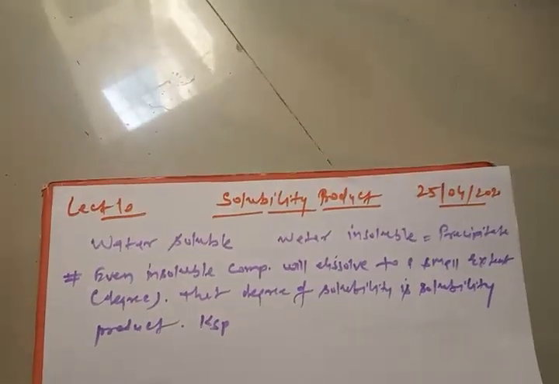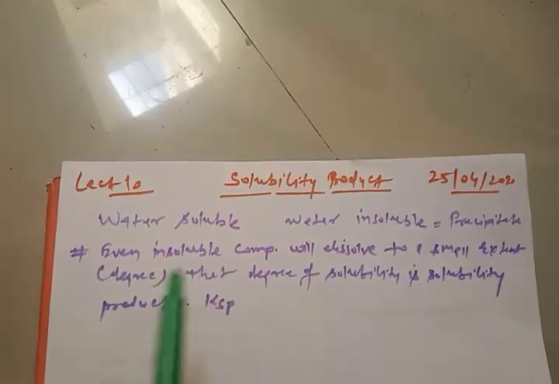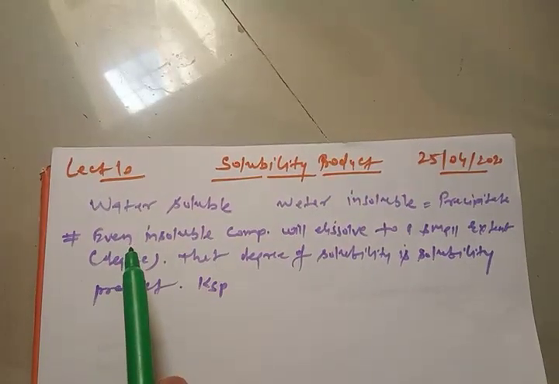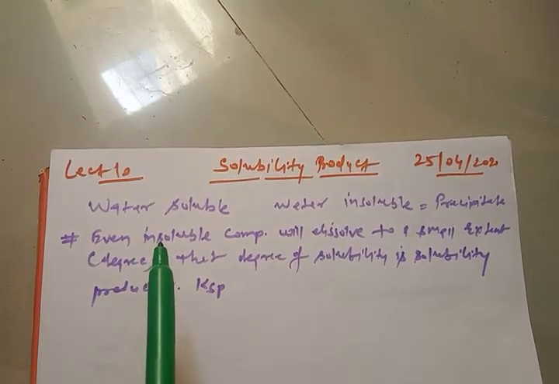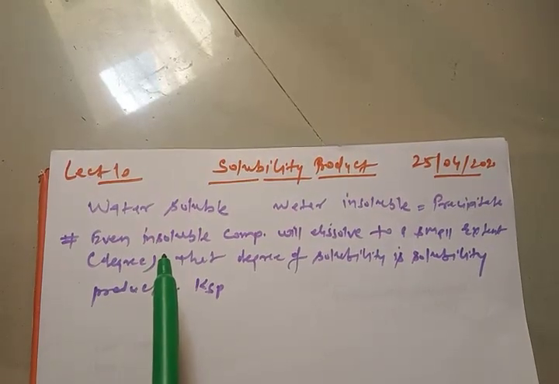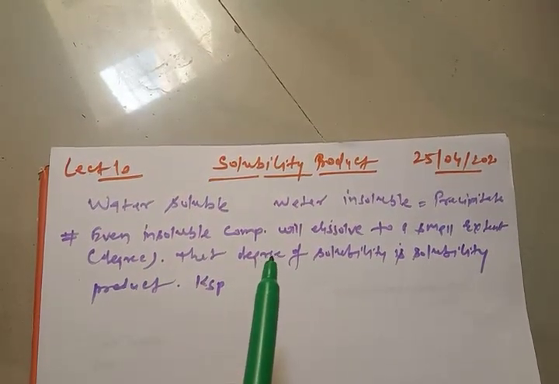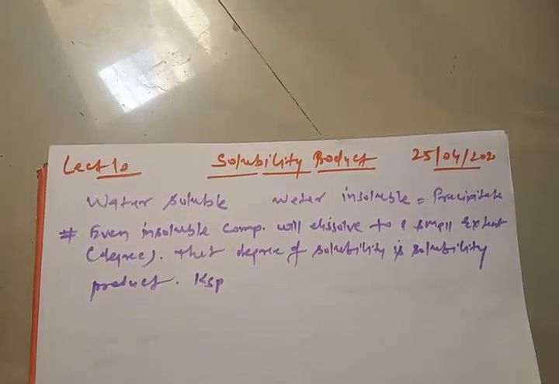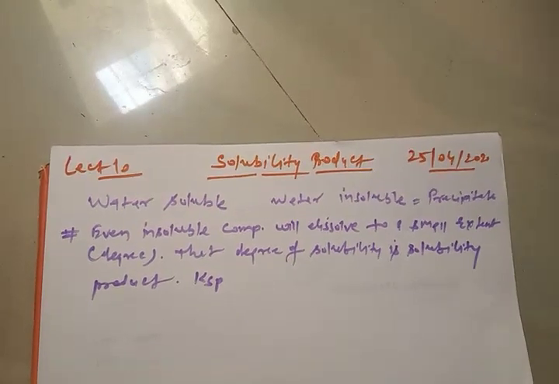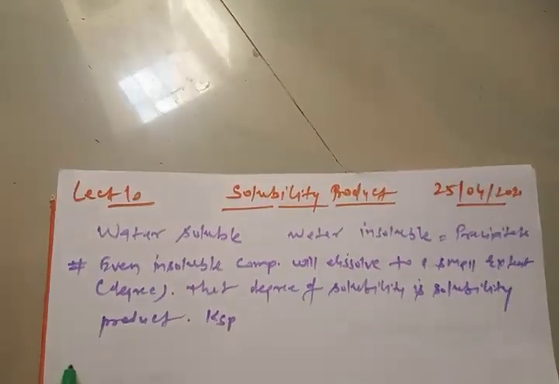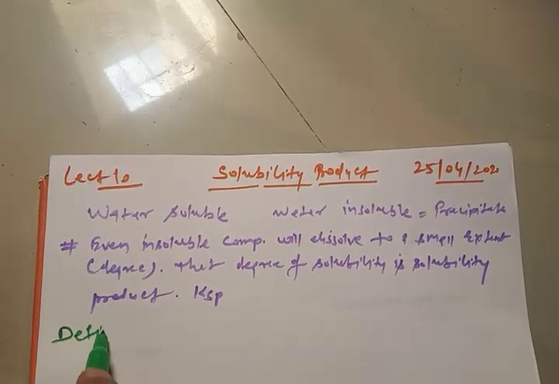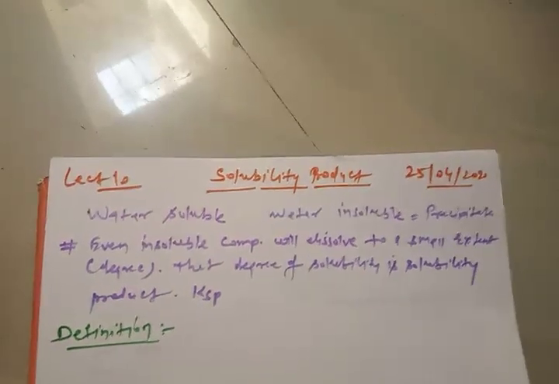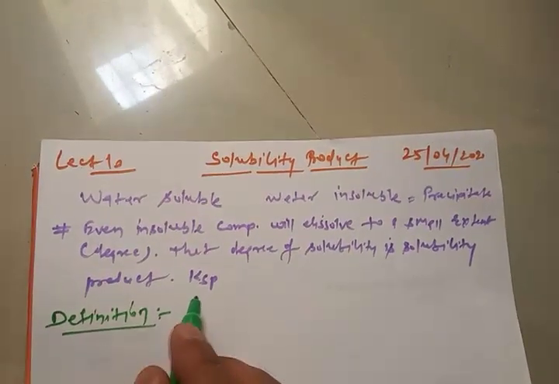So let's talk about the definition. Are you getting my point? One thing is water soluble, the other is water insoluble. So what is the solubility product? There is always a possibility for a compound to dissolve to a small extent. That degree of dissolution is your solubility product. The definition of solubility product is very simple. It is a product, a multiplication.